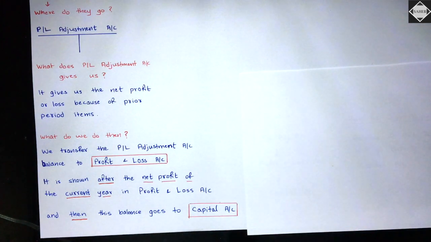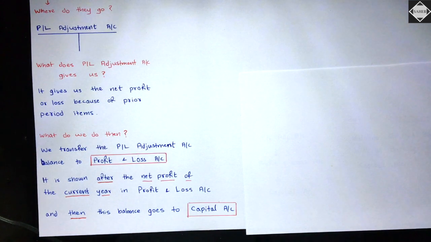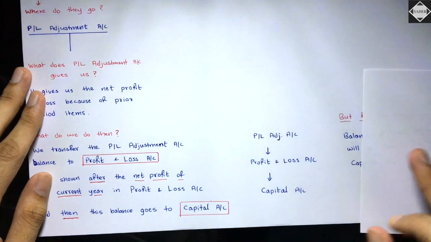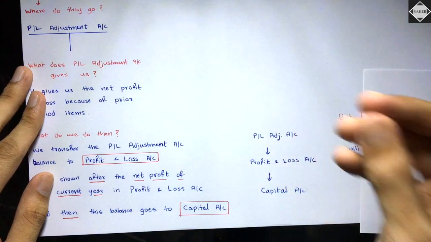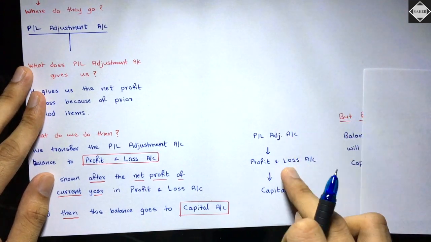So that is why both of these things, they go to where? They go to capital account. Yeah, they go to capital account. So this will be the process. See here, profit and loss adjustment account. The balance will come, and that balance will go to profit and loss account.